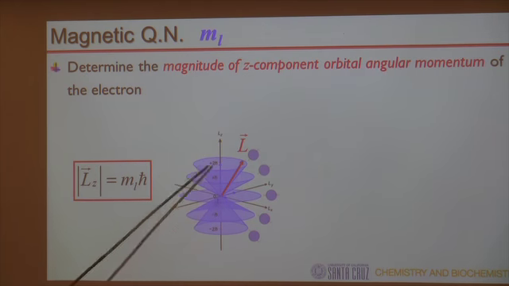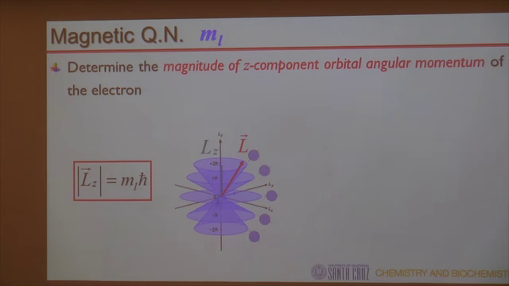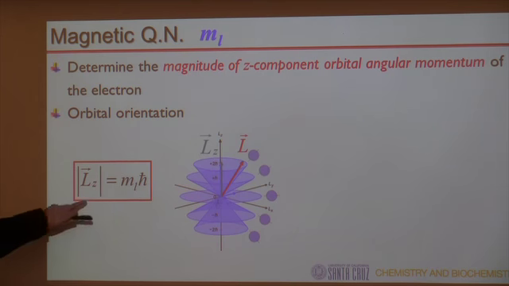And if we project the orbital angular momentum onto the z-axis, we get another vector. The magnitude of this vector is defined as the magnitude of the z component of the orbital angular momentum. So this length is determined by ML. Right? So it determines the orbital rotation. So we saw L determines the shape, and ML determines the orientation.